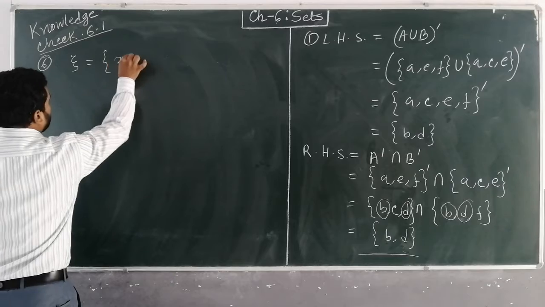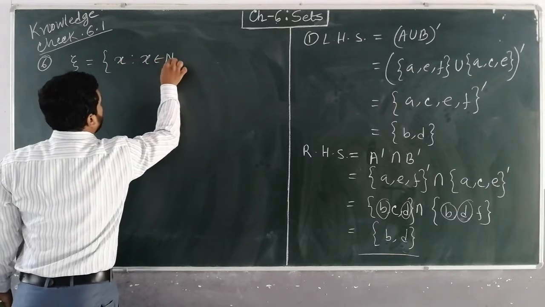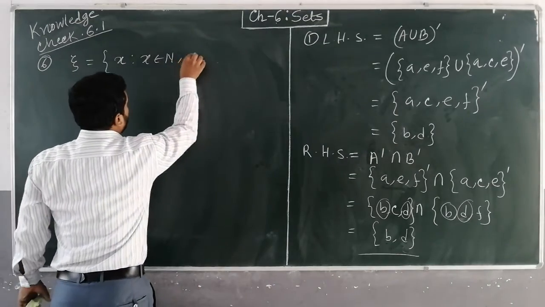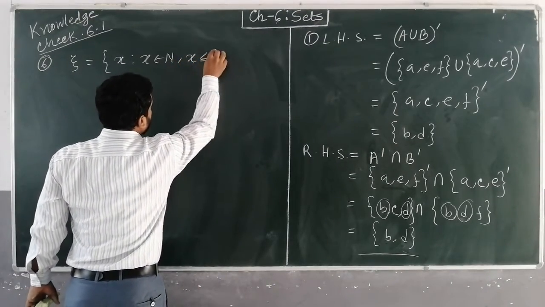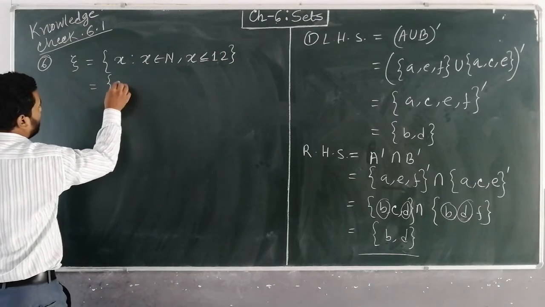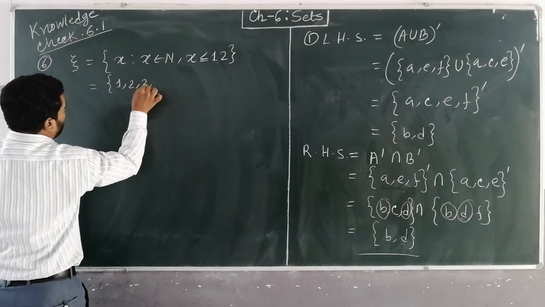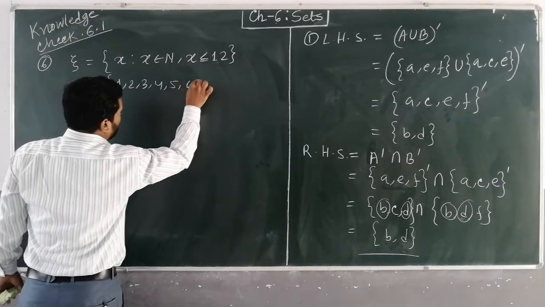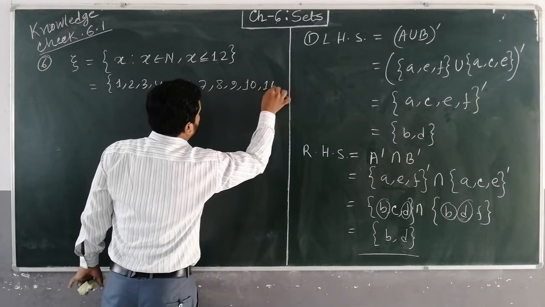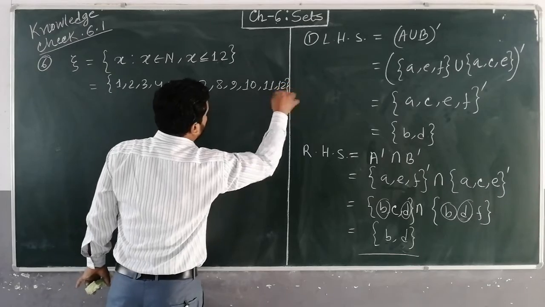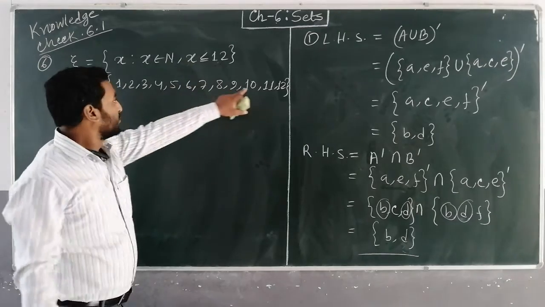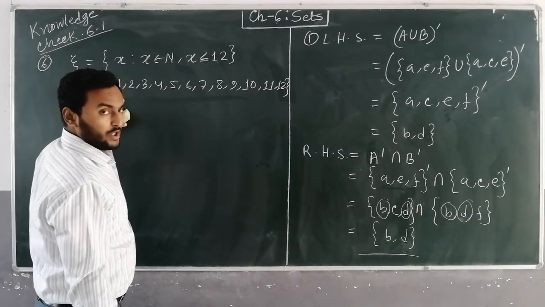The universal set Xi equals x such that x belongs to natural number and x is less than or equal to 12. So that is equal to 1, 2, 3, 4, 5, 6, 7, 8, 9, 10, 11 and 12, because x is less than or equal to 12. So from 1 up to 12, these elements are less than or equal to 12.